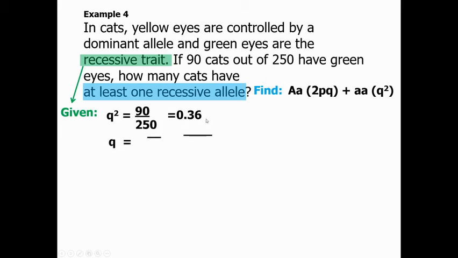Next step is to find q. q is the square root of q squared. So that's 0.6. p is 1 minus q, or 1 minus 0.6, which gives us 0.4.